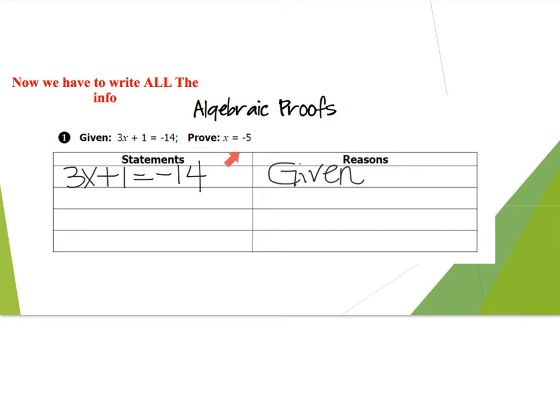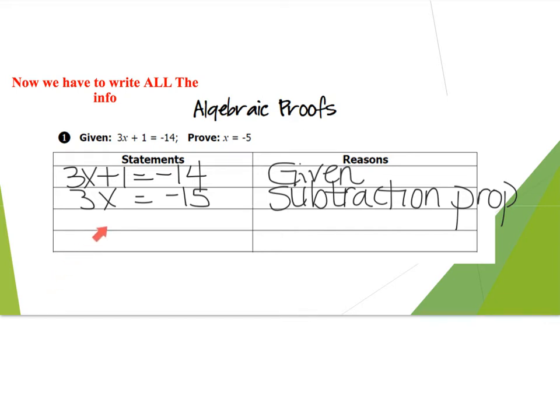Now what I need to do is, my goal is to prove that x is equal to negative 5. So I'm going to have to get x by itself. So the first thing I'm going to do is subtract 1 on each side. So take a look at this. When I subtract 1 on each side, I get 3x is equal to negative 15. That was called the subtraction property.